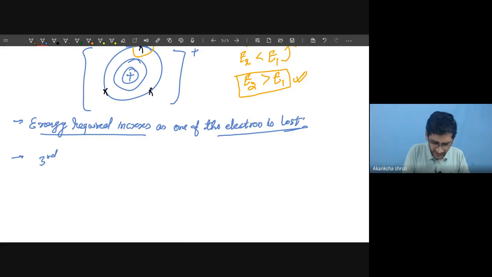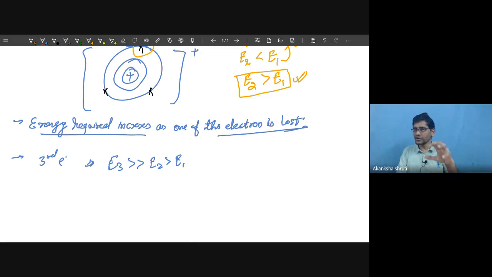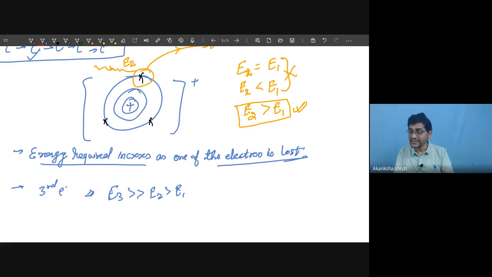For the third electron, if I am considering E3, it will be much greater than E2, greater than E1. It means though you want to remove this electron to make it stable, it is gaining energy. So gaining energy means the system becomes unstable.